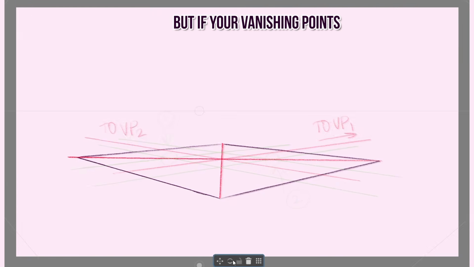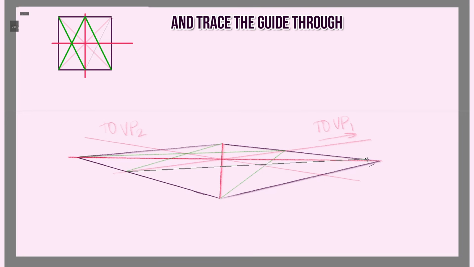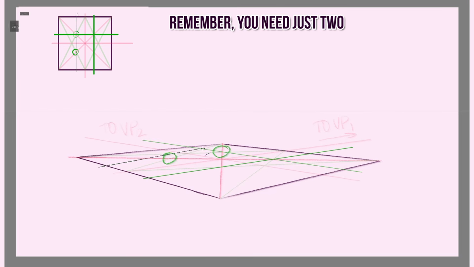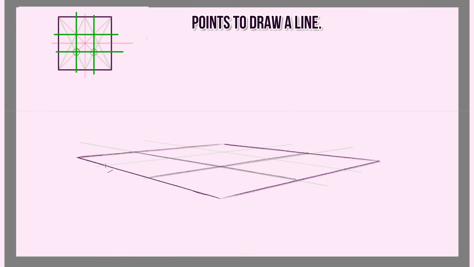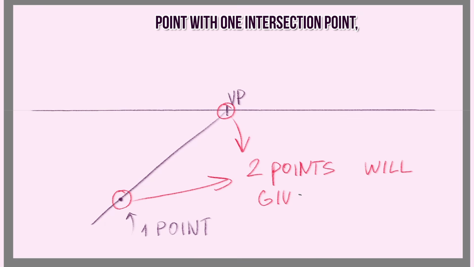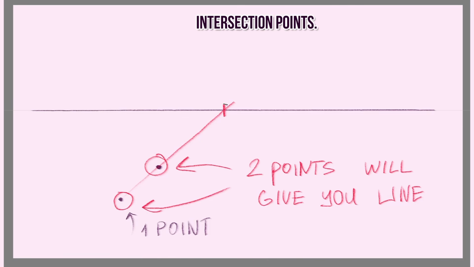But if your vanishing points are too far away and you cannot use them, draw 2 full arrows and trace the guide through these points. Remember, you need just 2 points to draw a line. Either it is a vanishing point with 1 intersection point, or it is just 2 intersection points.